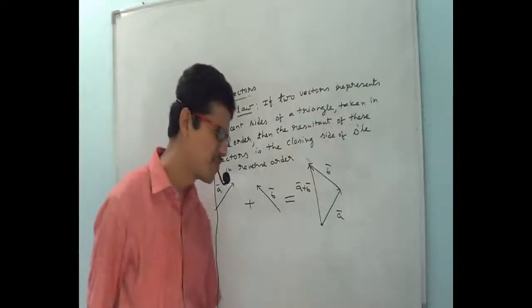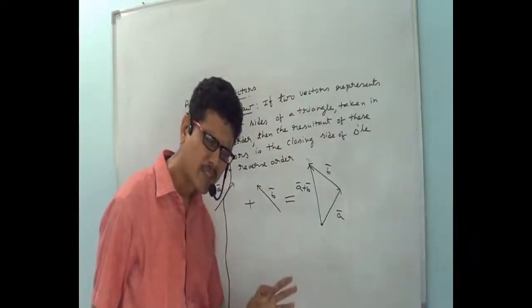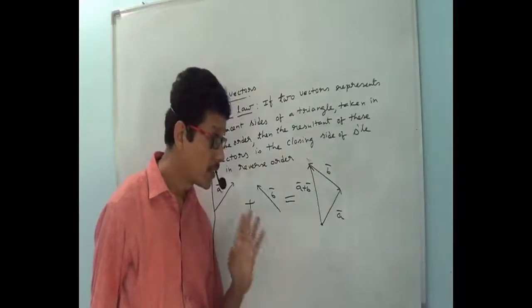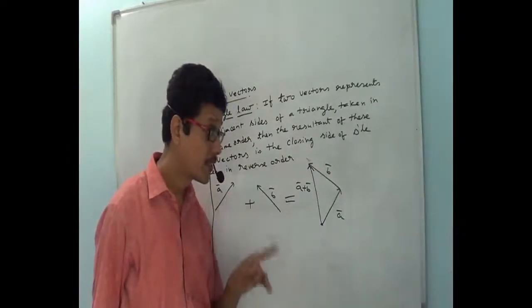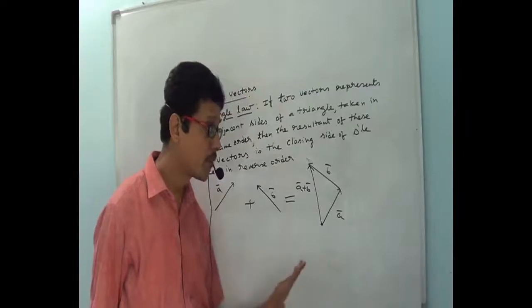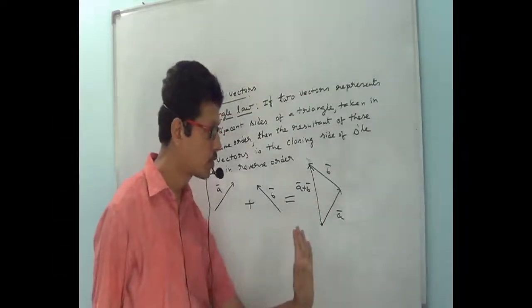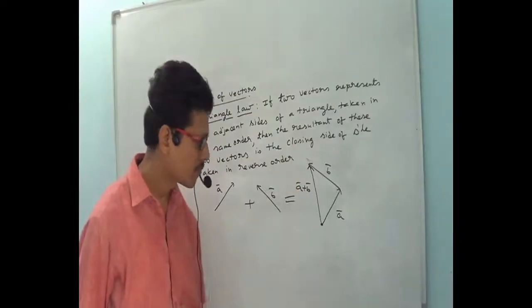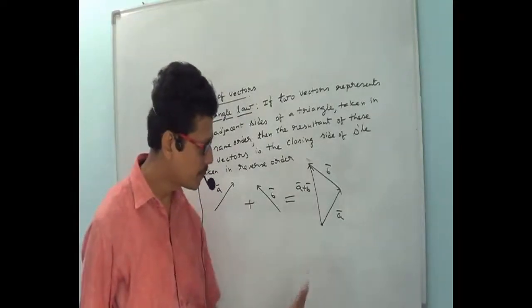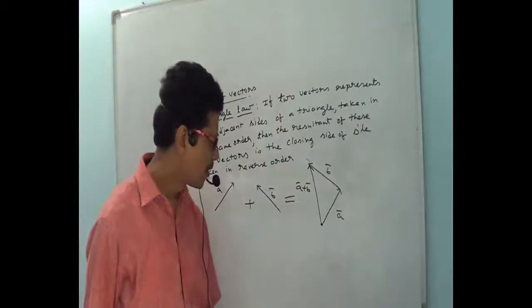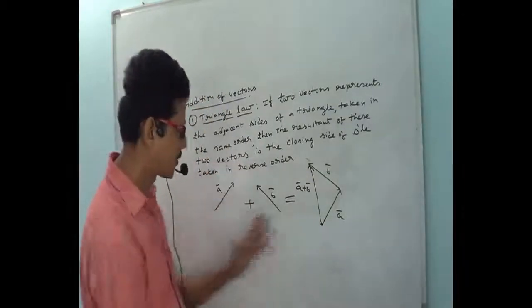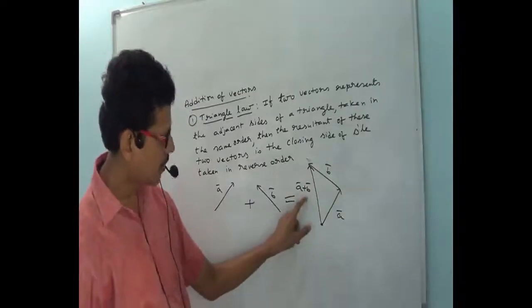If two vectors represent the adjacent sides of a triangle taken in the same order, the resultant of these two vectors is the closing side. If one force is acting like this and another force is acting like this on an object, the resultant force will be like this. The body will move in this direction. One force is like this, another force is like this, the body is moving like this. This is the resultant.